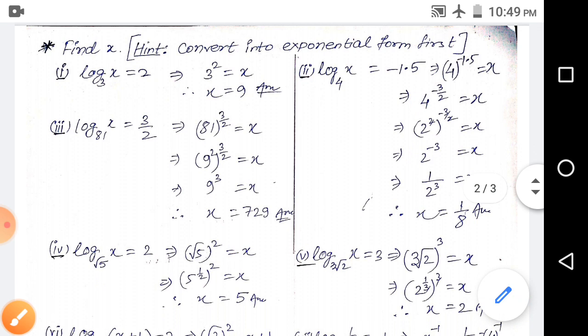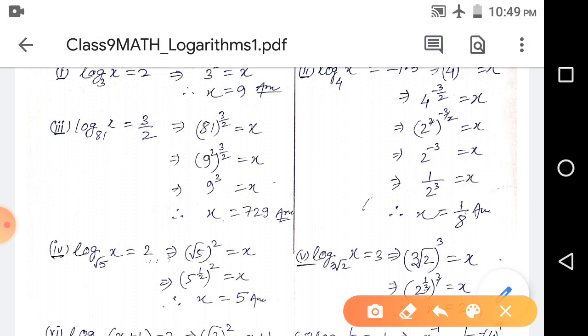Now go to the next question. Question number 3. We have log base 81 of x equals 3 by 2. So for the exponential form, we will write 81 to the power 3 by 2 equals x. Now we will solve for this. So what we got? x equals 729.